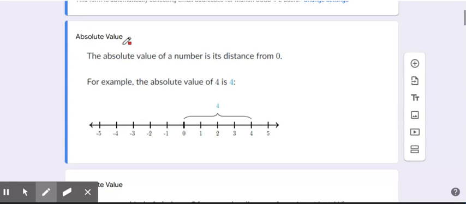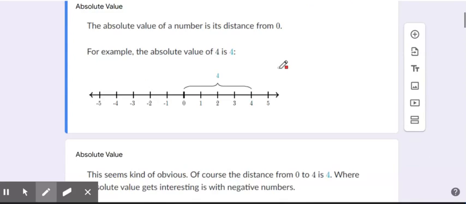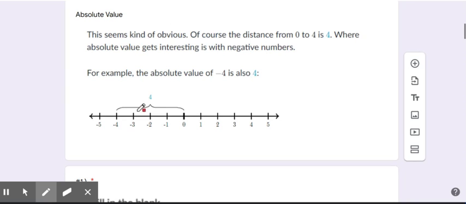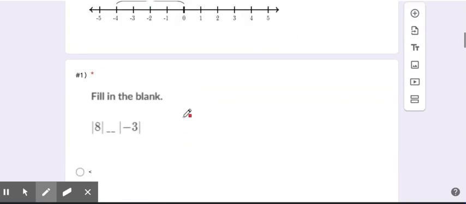Okay, so remember, absolute value is a number's distance from 0. For example, the absolute value of -4 is also 4, right? The absolute value of 4 is 4 because 4 is 4 away from 0. And the absolute value of -4 is also 4 because -4 is 4 away from 0.